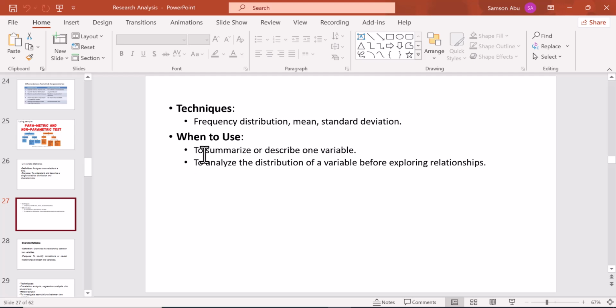Then techniques, we have your frequency distribution, we have the mean, we have the standard deviation. When to use: to summarize or describe one variable, and to analyze the distribution of a variable before exploring relationship with another. So before you go ahead with exploring relationship, you would have to run a univariate analysis first.